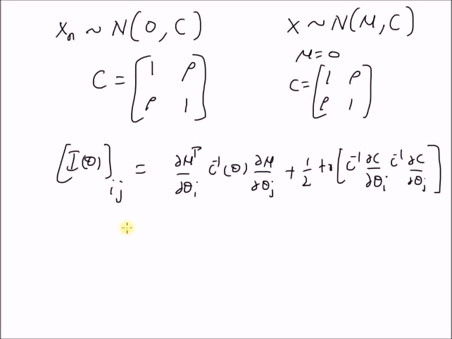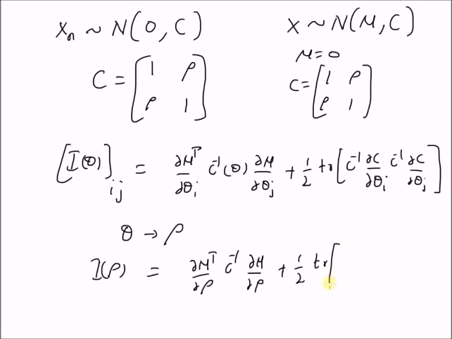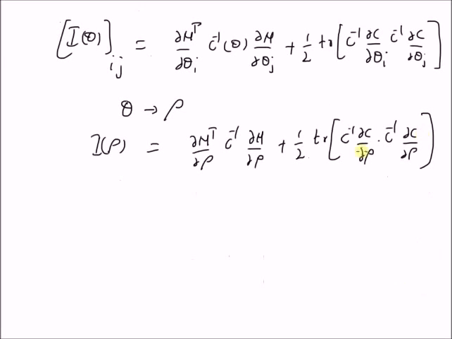In this problem, we can clearly see that the vector theta becomes a scalar which is equal to the parameter rho. So we are basically trying to estimate the correlation rho. So instead of a Fisher information matrix, we just have Fisher information, which is I of rho, a single scalar value, which is equal to derivative of mu transpose with respect to rho, C inverse, derivative of mu with respect to rho, plus 1 by 2 trace of C inverse derivative of C with respect to rho multiplied by C inverse derivative of C with respect to rho. And since mu is clearly equal to 0, the first term is already gone.